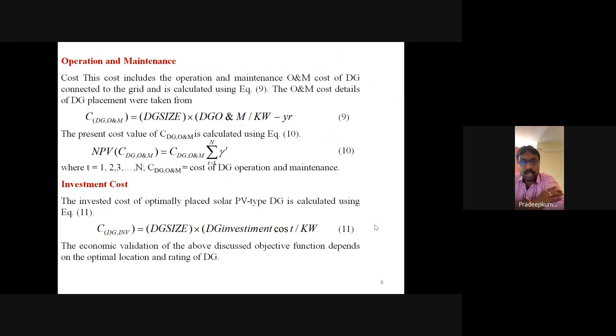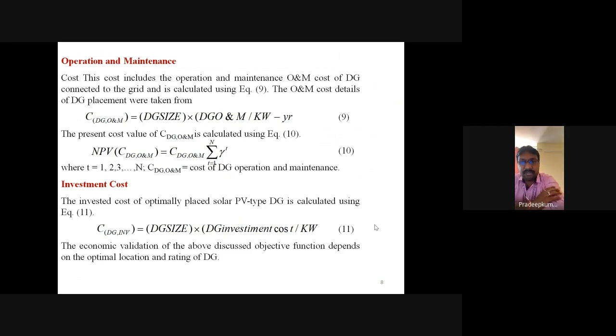The present cost value of DC operating and maintenance is calculated as NPV of cost of DC operation and maintenance, which should be equal to cost of operation and maintenance multiplied by sigma of i equals 1 to N gamma T. And the next parameter is investment cost. The investment cost of optimally placed solar PV type DC is calculated using equation 11. Now, the cost of DC investment is equal to DC size multiplied by DC investment cost per kilowatt.